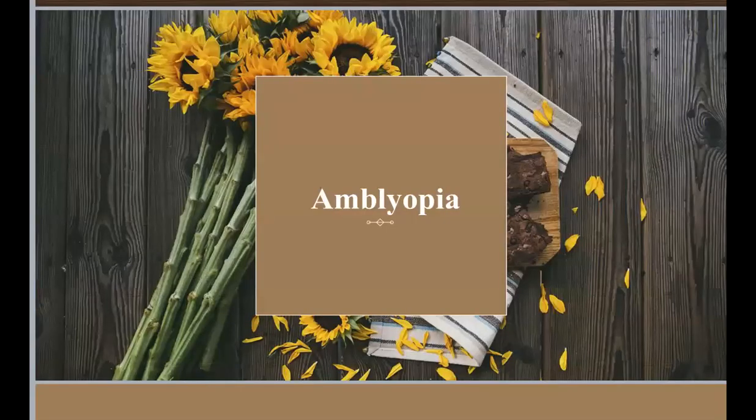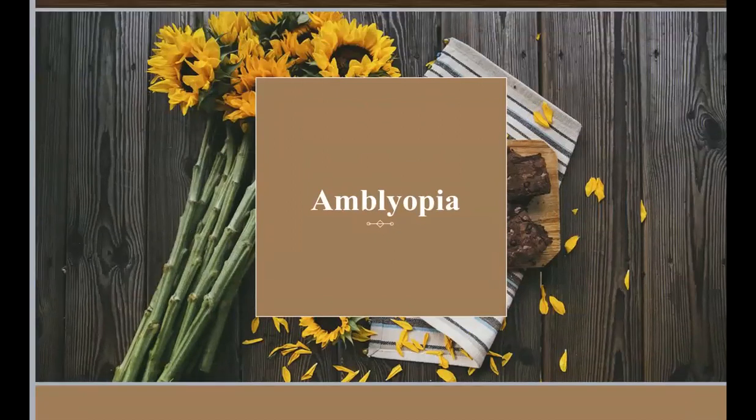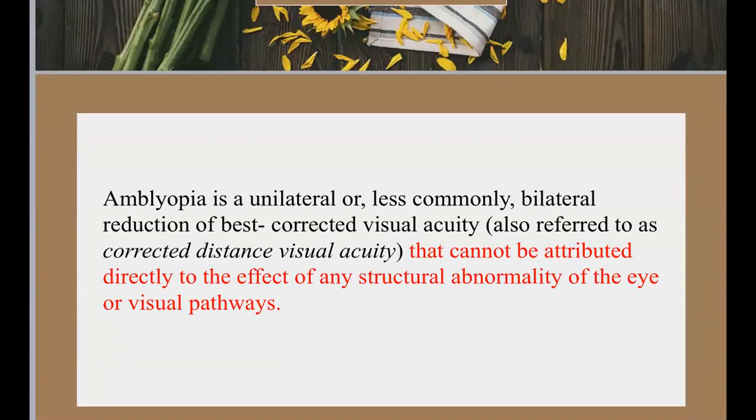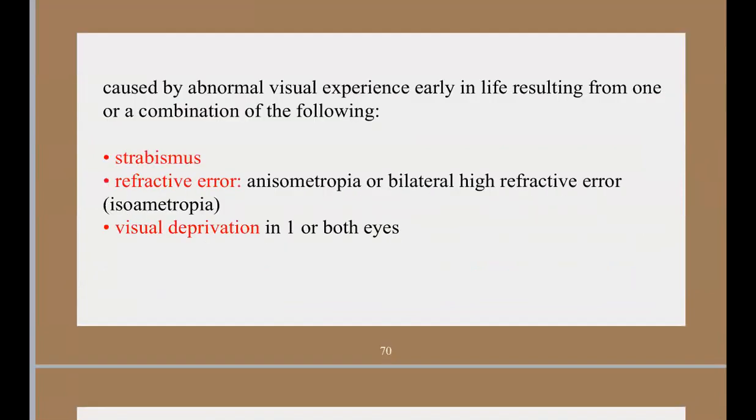Let's go through amblyopia. Here, amblyopia is the first topic to be required in the exam. Okay. By definition, amblyopia means that I have decreased visual acuity, but this is not organic. This is not due to an organic lesion. Yes, that cannot be attributed directly to the effect of any structural abnormality. Yes, as I told you, this is not an organic lesion to the eye or the visual pathway. Okay, the best corrected visual acuity is lower than the normal value.